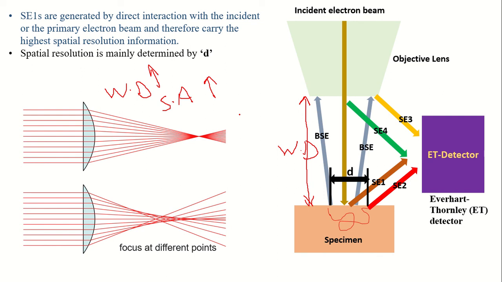The need to have better spatial resolution of SEM leads to shortening the working distance and consequently to changing the SEM detector position. So we can reduce this working distance, and of course we can maintain the distance of this detector.